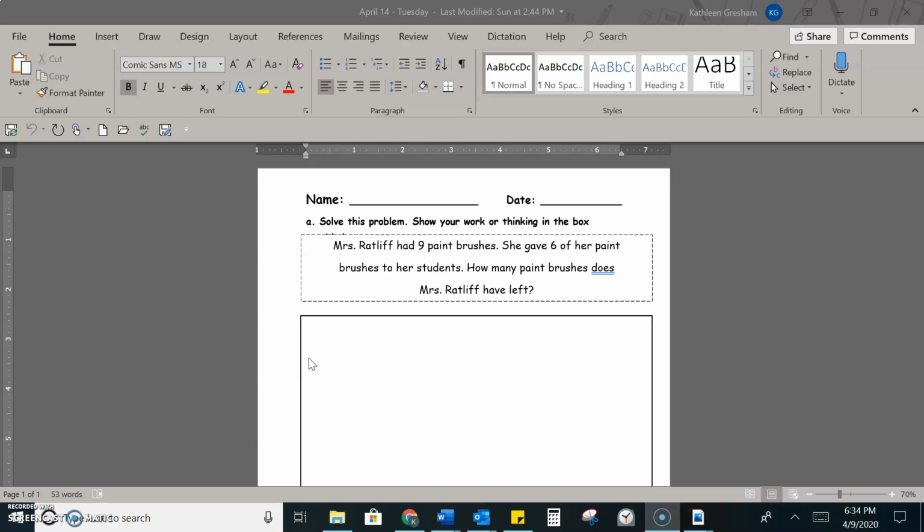I'll read it again. Mrs. R had 9 paintbrushes. She gave 6 of her paintbrushes to her students. How many paintbrushes does Mrs. R have left? So think about what this word problem is asking you to do.